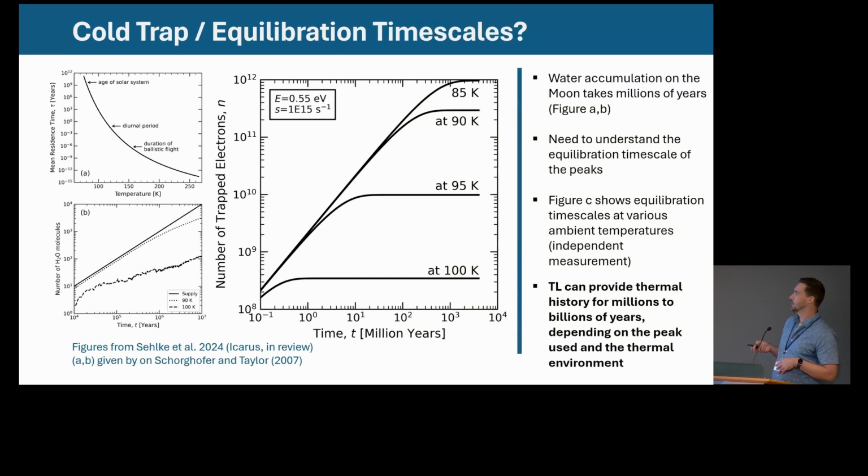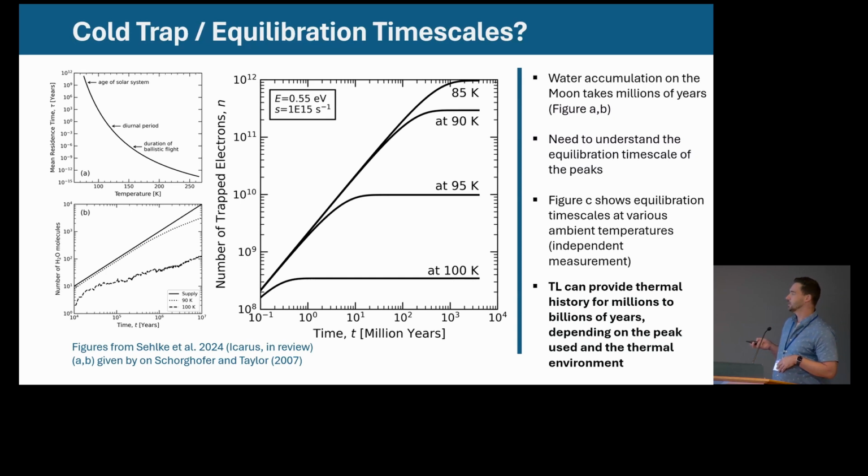All right, wonderful. If you plug those values in here, it takes a lot of time to build water up on the Moon. So what I'm plotting here is the number of traps that would be filled using these parameters over time. This is in millions of years. So this is 1, 10, 100, and that's the end right here.